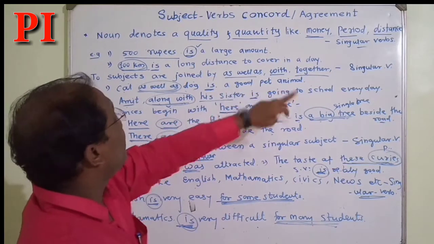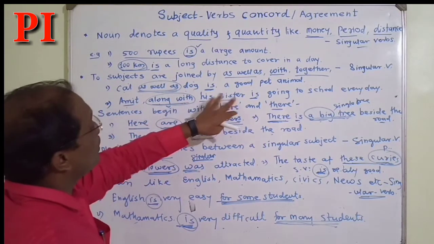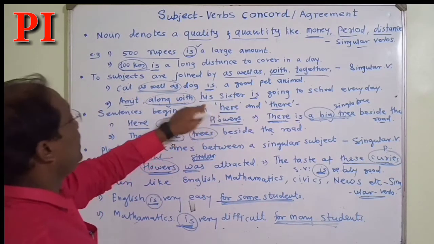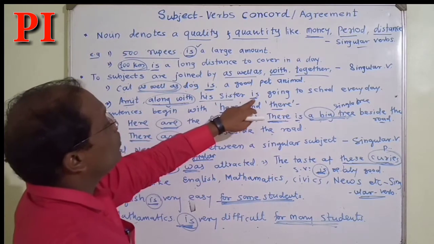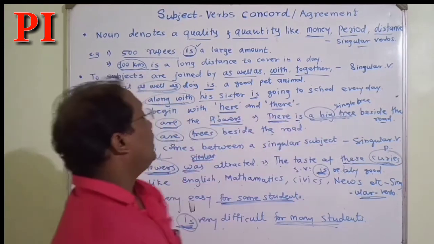"...is a good pet animal." Then the second sentence: "Amit along with his sister is going to the school every day." Here Amit is one subject and his sister is another subject. The two subjects are joined with "along with", therefore we use "is" here, a singular verb.